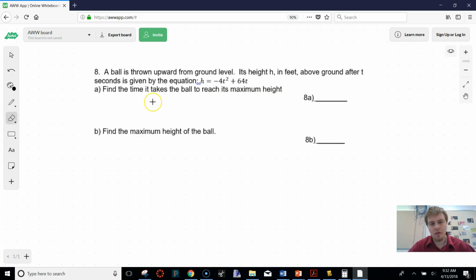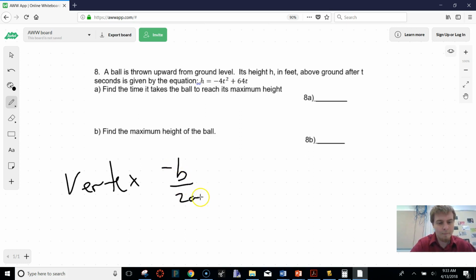My next one has a ball thrown upwards from ground level. It has a height of h feet and it is above the ground in t seconds, and we're given this equation. Well, I always try to find what I'm doing, and what I'm trying to find is a max. And then I always think about what is another name for a max. Well, that would just be the vertex. We've found a lot of vertexes so far, so how do I find a vertex? Oh, I do -b over 2a. My b value would be 64, so that's -64 over 2a. My a value is -4.